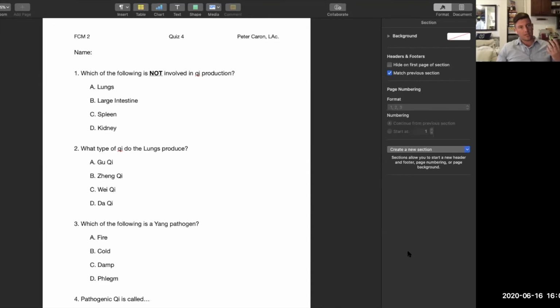I'm also trying to toss a decent number of these questions that have somewhat odd wording in, because you're gonna get these on boards and comps, but I'm gonna try to highlight the "not" when I do. So type in the chat, which of the following is not involved in chi production within the chi production diagram? There you go. Thank you, Kyria. Large intestine.